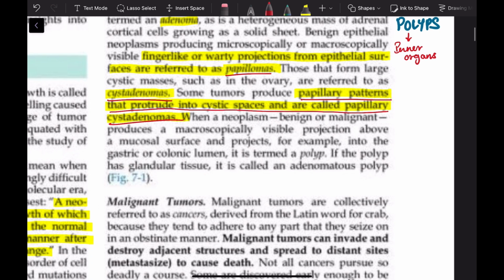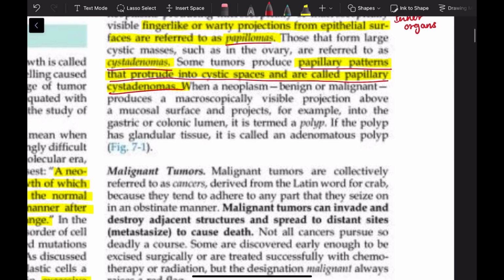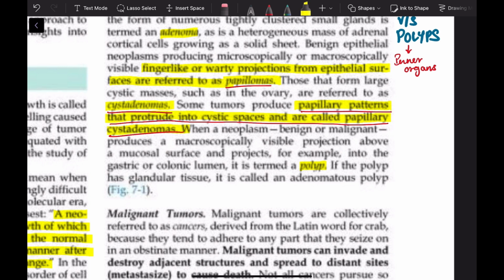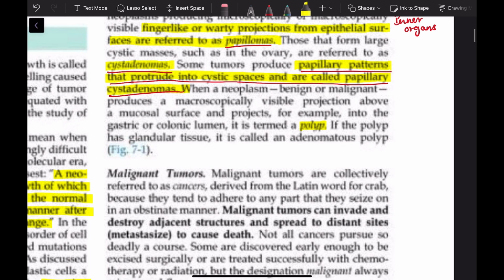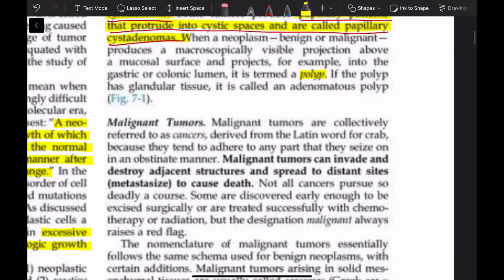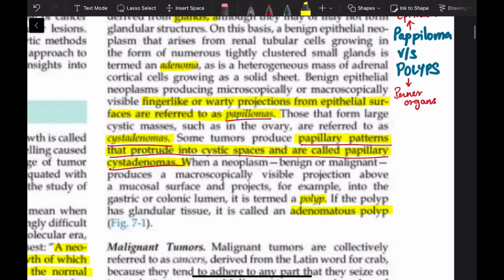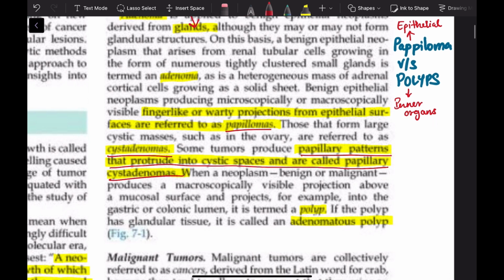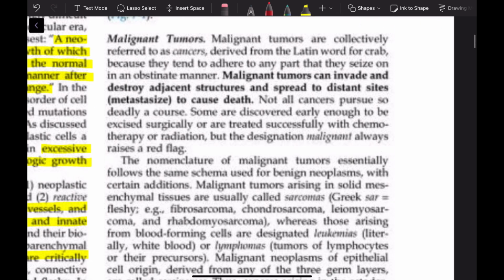When a neoplasm, benign or malignant, produces a macroscopically visible projection above a mucosal surface, for example into gastric or colonic lumen, it is termed as a polyp. So what did we see? Papillomas are those projections that are found in the epithelial surfaces, and polyps are those that are found in your inner organs. If the polyp has glandular tissue, it is called an adenomatous polyp. See, as we saw earlier, adenoma is for glands. Adenoma is for cancer that happens in glands, and if the polyp has glands, it is obviously called as adenomatous polyp. Let's talk about malignant tumors now.